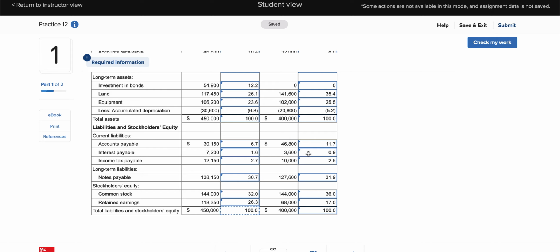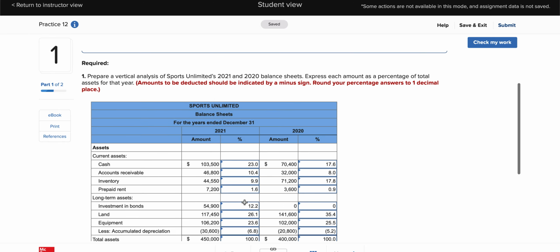Likewise, taking a look at the liabilities, our accounts payable is about 5 percentage points less, which means we have less debt on our books from a current liability standpoint. When we look at notes payable, that has gone down. And then our common stock and retained earnings, the common stock went down, but our retained earnings have increased significantly, which means that we are growing the business here. So that's it for the vertical analysis.